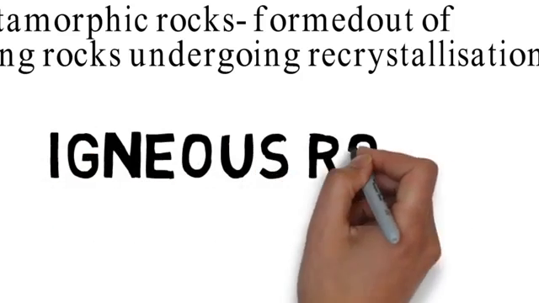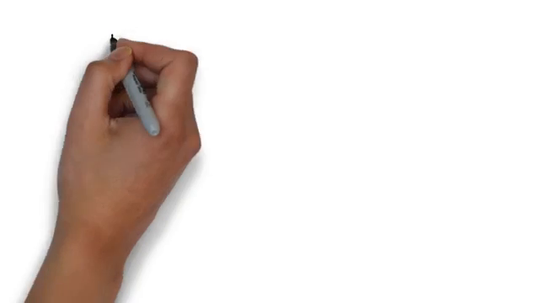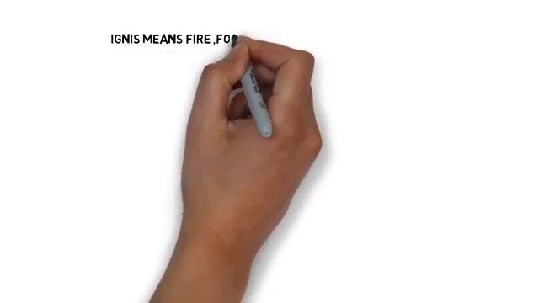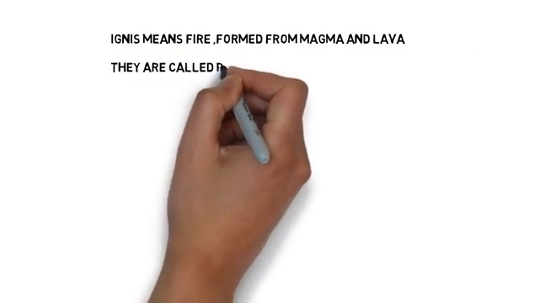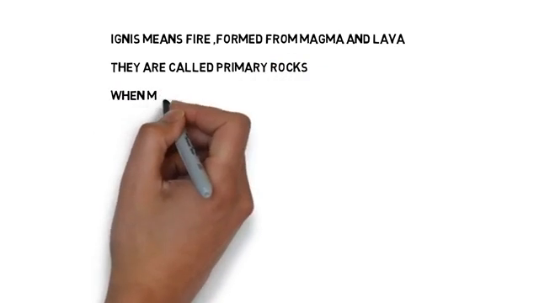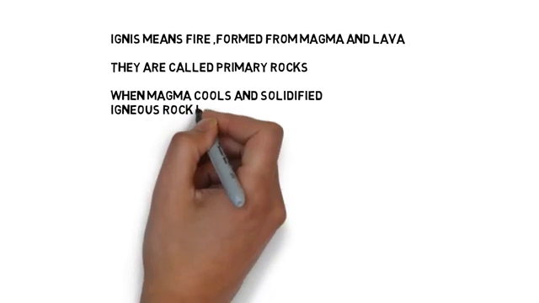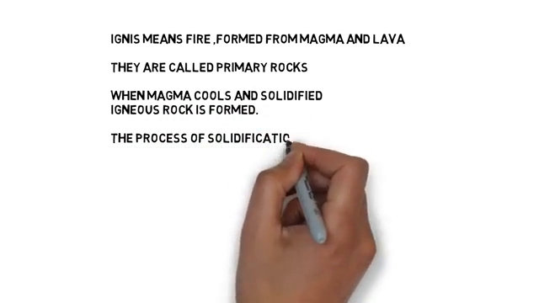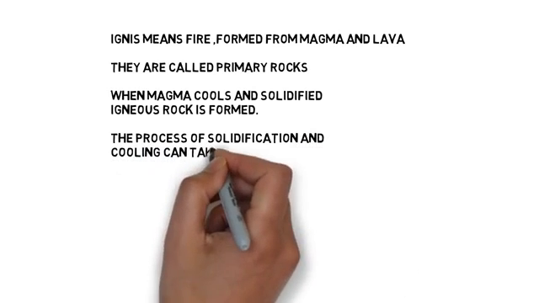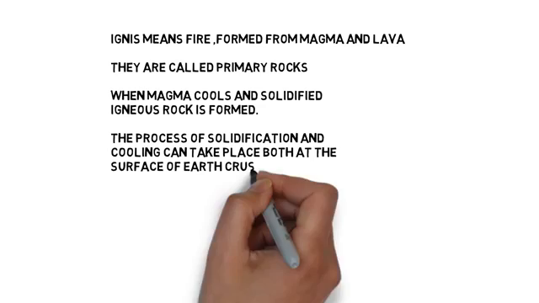Now, the first major form of rock is igneous rock. Igneous is taken from the Latin word ignis, which means fire, because it forms from magma and lava. They are called primary rocks. When magma cools and solidifies, igneous rocks is formed. This process of solidification and cooling can take place both at the surface of earth crust or beneath it.